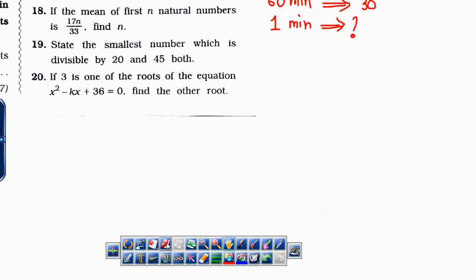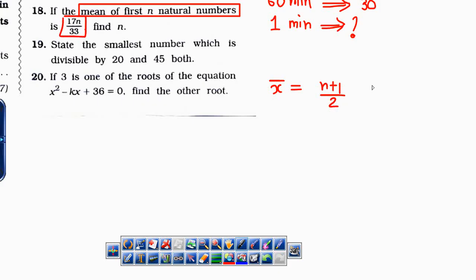If the mean of first n natural numbers, का फॉर्मूला बाय हार्ट कर लो. n into n नहीं, n + 1/2. This is the formula of mean of first n natural numbers. बट उनके हिसाब से it is 17n/33. So they are saying the mean is 17n/33. I am saying it is n + 1/2. Compare both.